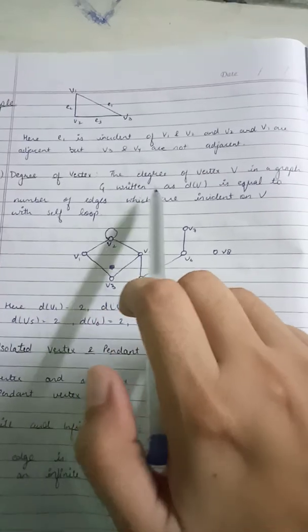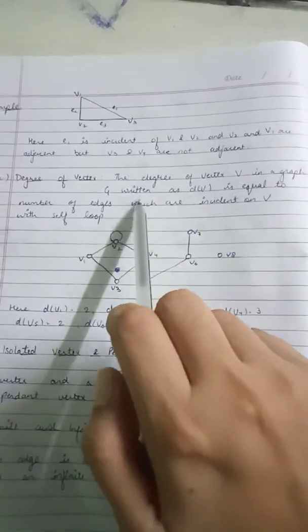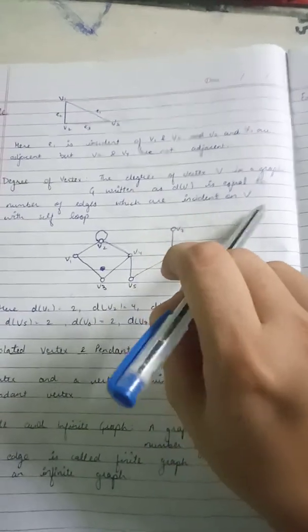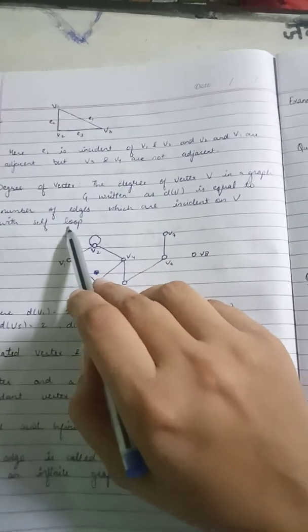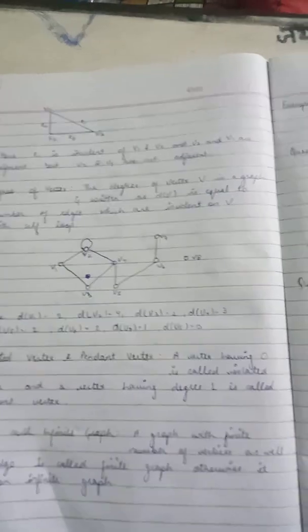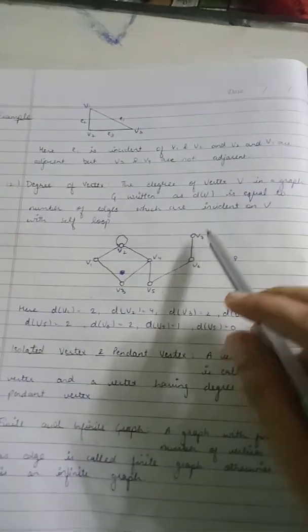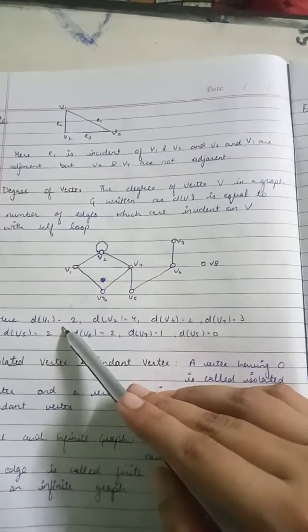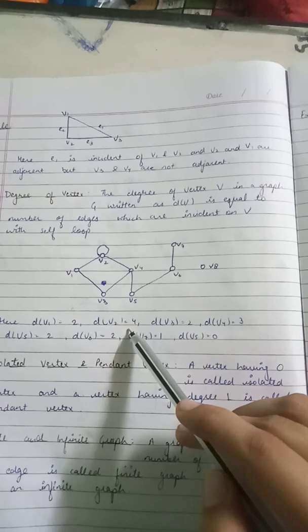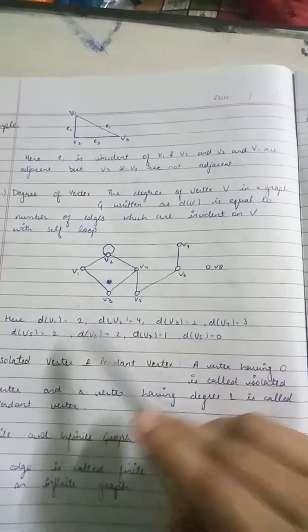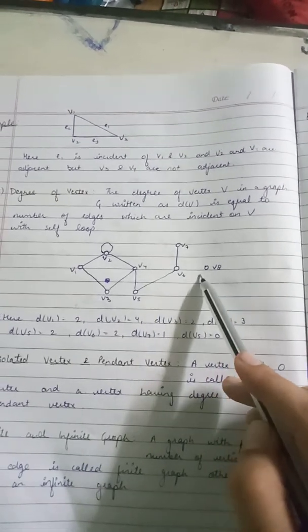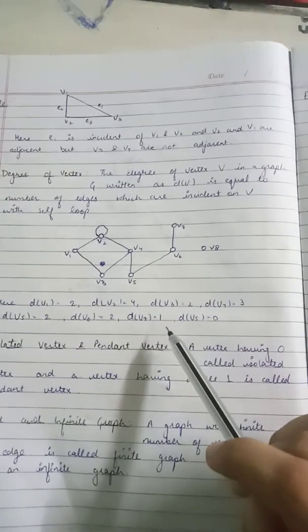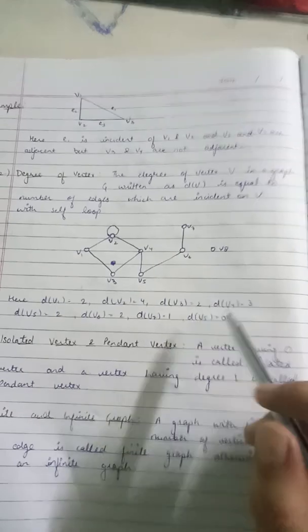Next is degree of vertex. The degree of a vertex V in a graph G can be written as d of V, which is equal to the number of edges incident on V, with self loops counted. So here in the given example we can see that the degree of V1 is 2, V2 is 4, V3 is 2, V4 is 3, V5 is 2, V6 is 2, V7 is 0 and V8 is 0.